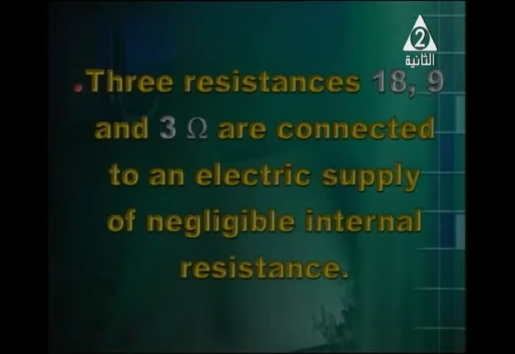Another type of problems. 3 resistances, 18, 9 and 3 ohm, are connected to an electric supply of negligible internal resistance. So R internal is equal to 0. But there is something here. The problem does not mention the way of connection of the resistors.